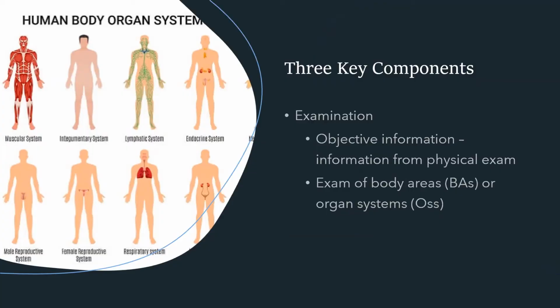3 key components continued. This will be the examination. This is objective information from the physical exam itself. Now, the physician is going to be doing an exam of body areas or organ systems. Here's an example. A provider seeing a patient for anxiety may find during the physical exam that the patient has been experiencing heart palpitations. That provider would then review the cardiovascular system as well as neurological and psychiatric system.